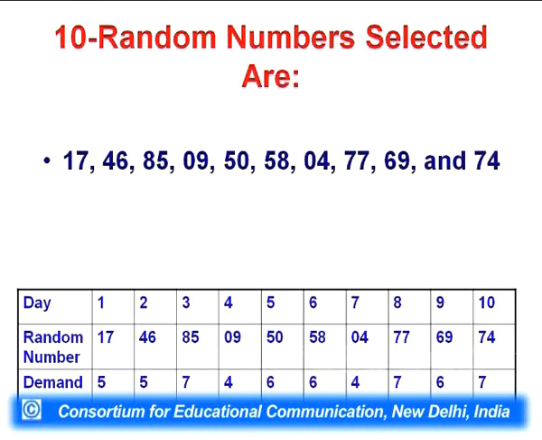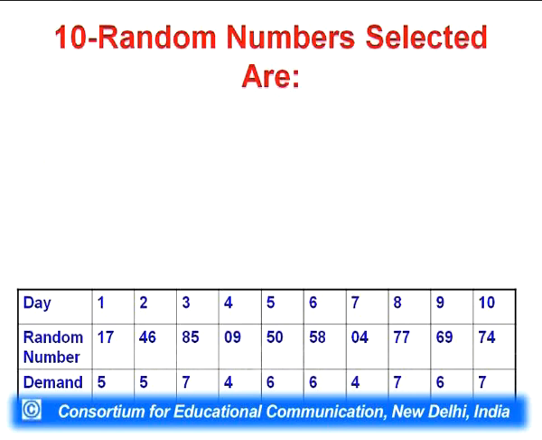So let these numbers be taken from any source. The numbers are 17, 46, 85, 9, 50, 58, 4, 77, 69 and 74. Now we have to see how to pick the demand for these random numbers. For this we will have to go to the previous table. The first number is 17.